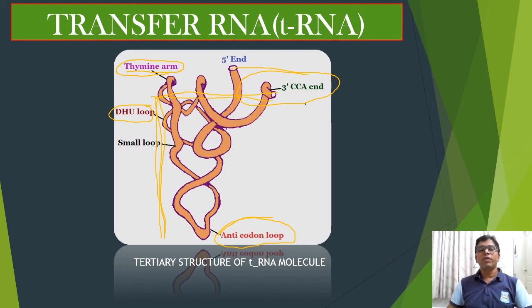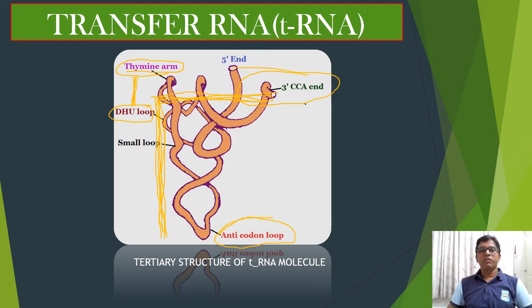In this way, an L-shaped structure is formed. Here you can see, due to straightening of arms, the L-shaped tertiary structure is formed, which is the functional one, right? The thymine arm and acceptor arm are twisted in such a way that the T-Psi arm and the DHU loop come closer. These two arms come closer due to twisting of the thymine arm and the acceptor arm.